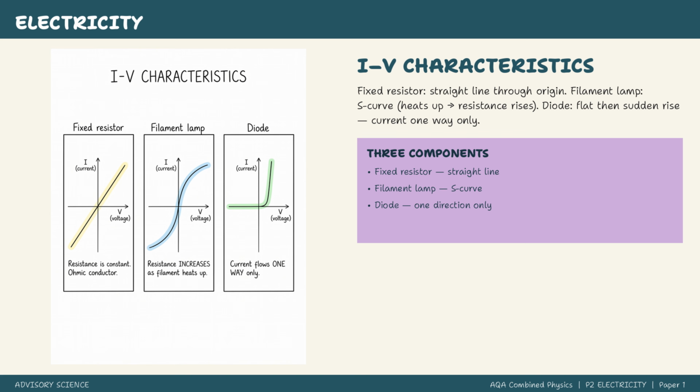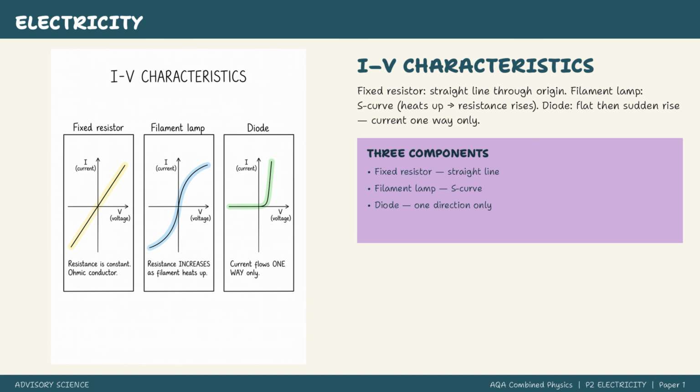IV characteristics and special resistors. Not all components play fair, and many change their resistance depending on the conditions around them. Examiners will often ask you to sketch or identify 3 specific graphs that plot current against voltage. A fixed resistor creates a perfectly straight diagonal line through the centre because current is directly proportional to voltage.